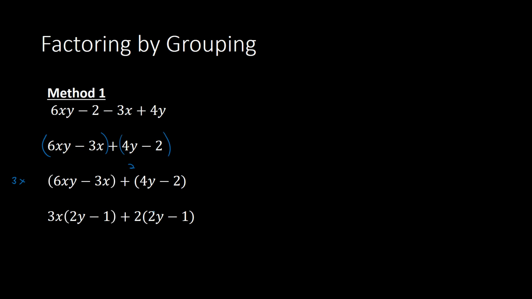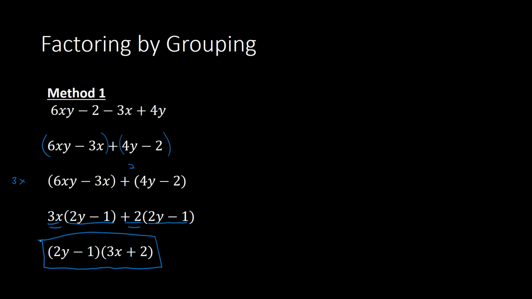4y minus 2, when I pull a 2 out, I'm left with, in parentheses, 2y minus 1. Because 2 times 2y gives me a 4y. 2 times negative 1 gives you a negative 2. So notice I had to group together first, and then I factored, and then I need to factor one more time like we just did in the last example, where they both have a 2y minus 1 in common. So I can pull out that 2y minus 1, and in the other parentheses, I'm left with what's left over, the 3x and the plus 2. So this here would be my factored form. This would be my solution. I factored by grouping.